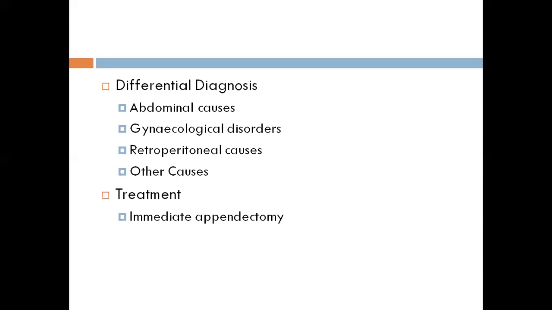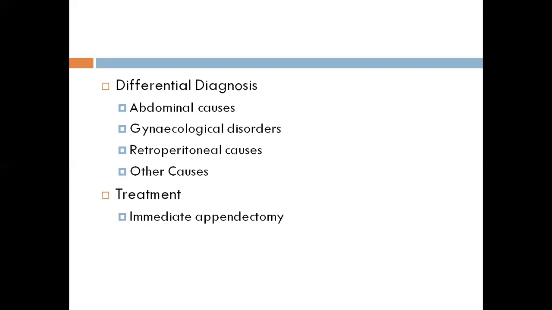Now moving on to the differential diagnosis of acute appendicitis. That can be classified into four varieties. First is abdominal causes. In abdominal causes, the diagnosis can be acute cholecystitis, perforated peptic ulcer, cyclical vomiting, enterocolitis, non-specific mesenteric lymphadenitis. Others are intestinal obstruction, Crohn's disease, carcinoma of cecum, amoebic colitis, acute pancreatitis, or mesenteric vascular occlusion.